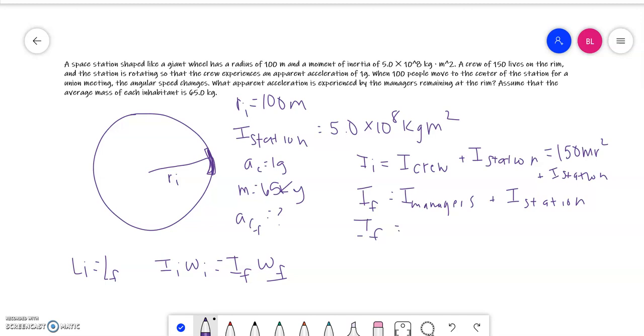and the final moment of inertia is equal to 50 mr squared, because 100 of the members went in, so there are only 50 left on the outside, plus the moment of inertia of the station. We can find the initial angular velocity using the centripetal acceleration, which is r omega initial squared, equal to little g. So the initial angular velocity is equal to the square root of g over r.